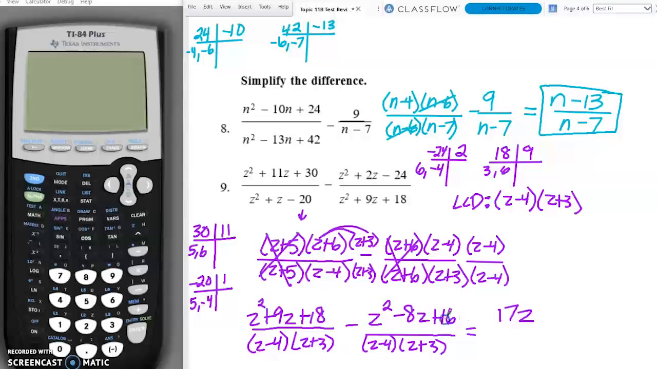And then 18 minus 16 is going to be 2. So we're going to end with 17z plus 2 over z minus 4 and z plus 3.